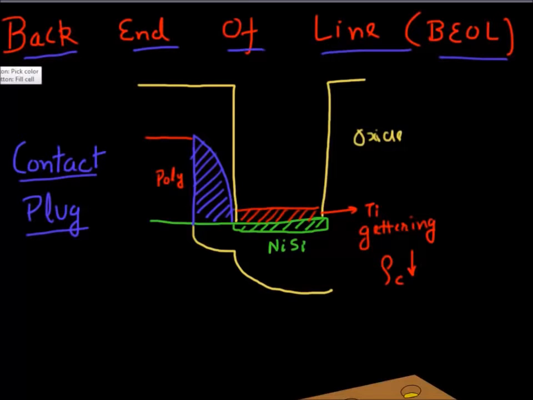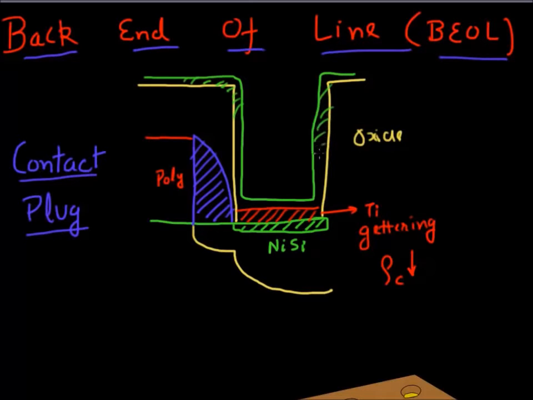Then the second layer they deposit is a conformal nitride layer. So they deposit a conformal nitride everywhere. And this nitride acts as a barrier material. So whatever metal we fill over here, the metal that we fill is tungsten. So it prevents tungsten from diffusing into the oxide.